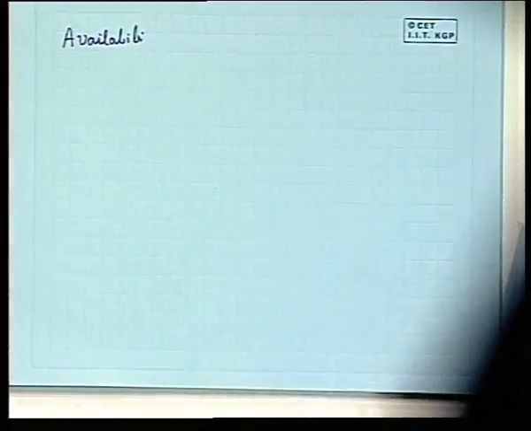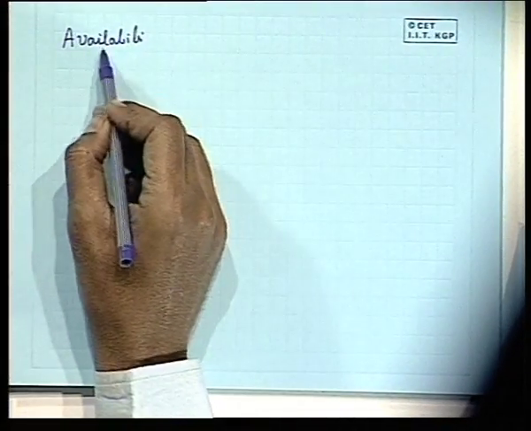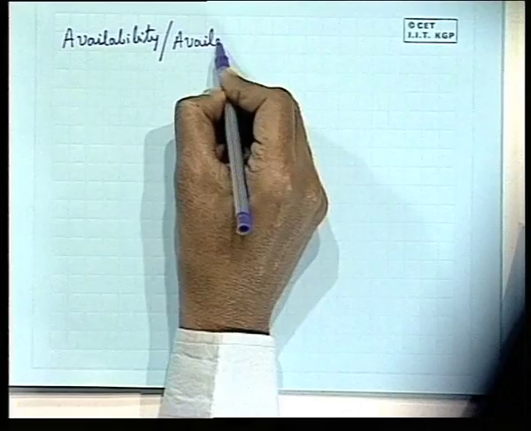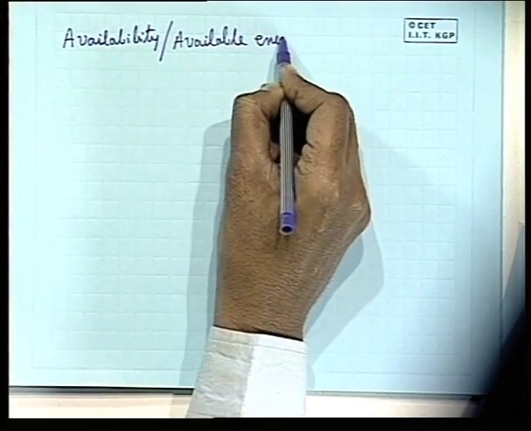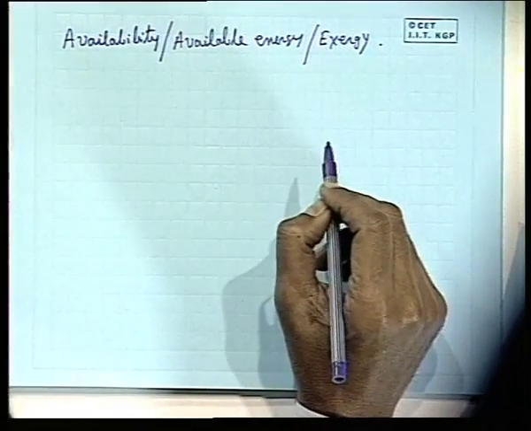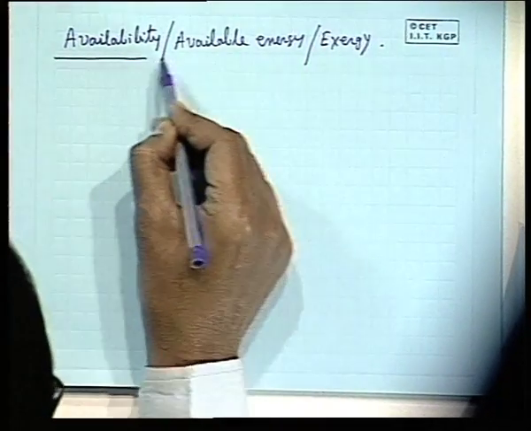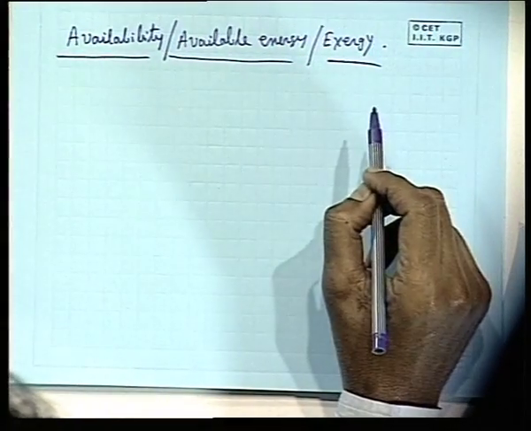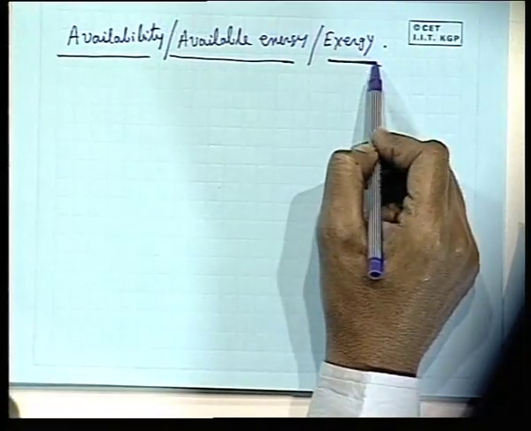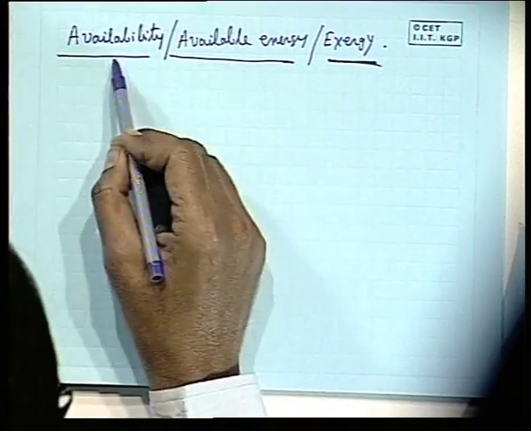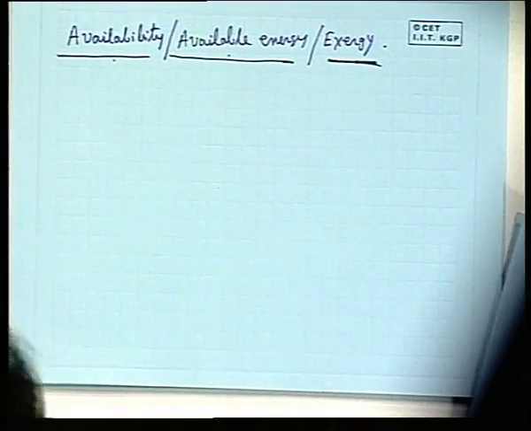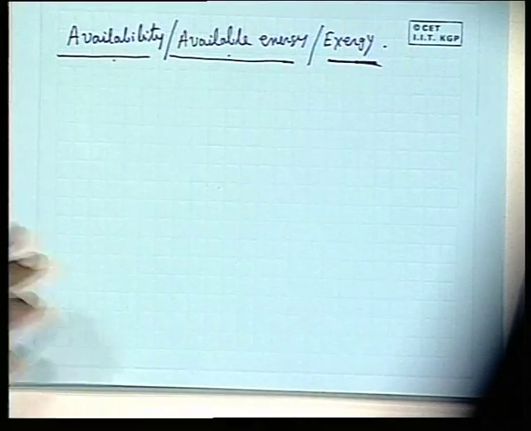What these are will be explained afterward, but first you write this: availability, available energy, or exergy, however you pronounce it. They are synonymous terms, and sometimes I will use availability, sometimes available energy, and sometimes exergy. I will use these depending upon the common convention that is followed. Okay? Now, what is available energy and availability?